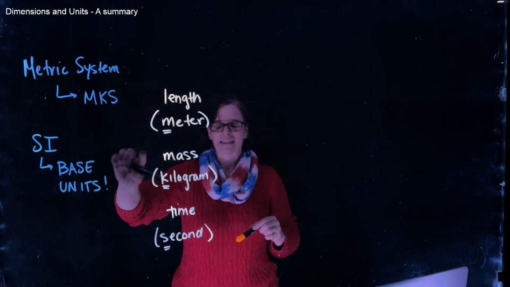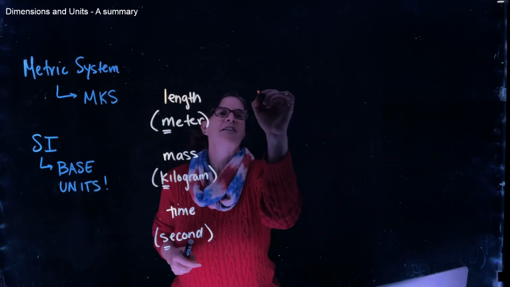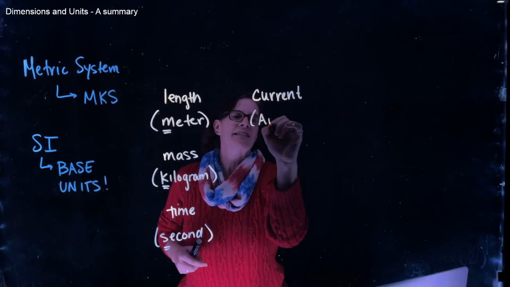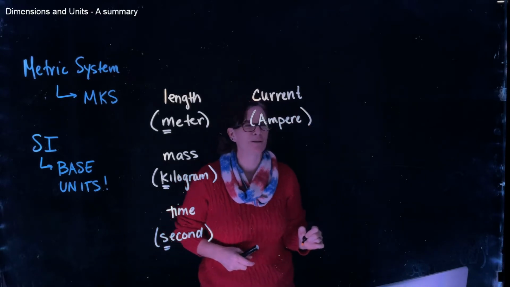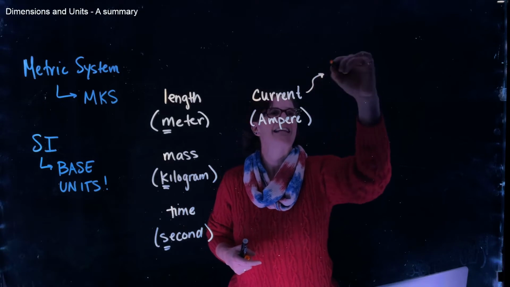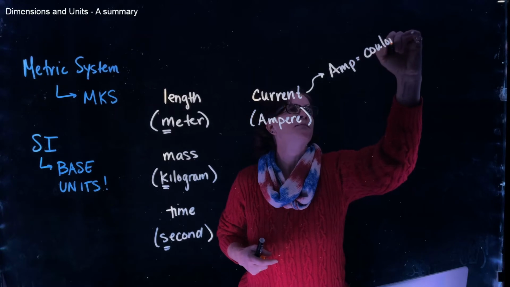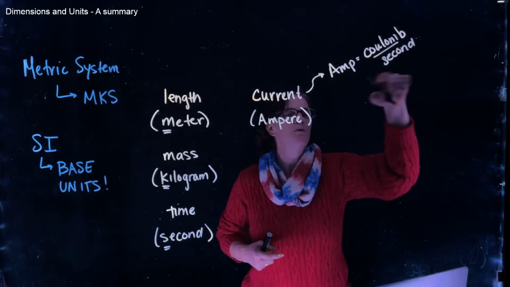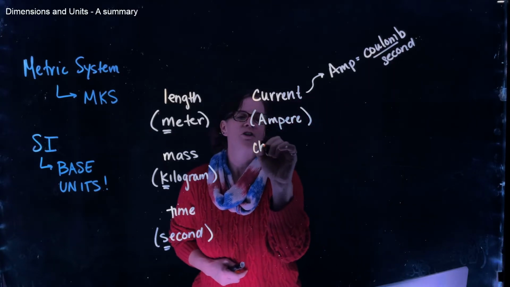So the additional base units I want you to be aware of. We've done length, mass, and time. That's part of that MKS system. Current is another base unit you will see. Current uses the unit ampere. Now I want to be a little bit careful here about current. We call it a base unit, but current actually is derived. An ampere is actually a coulomb per second. So that's a derived unit using a base, the coulomb being the charge.